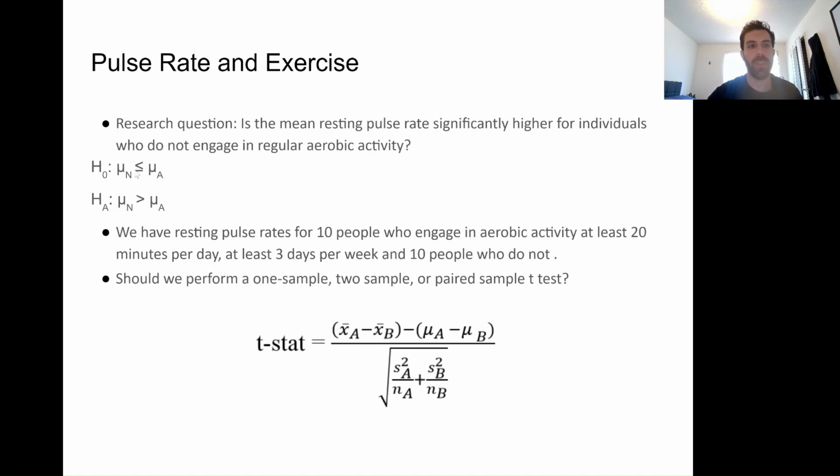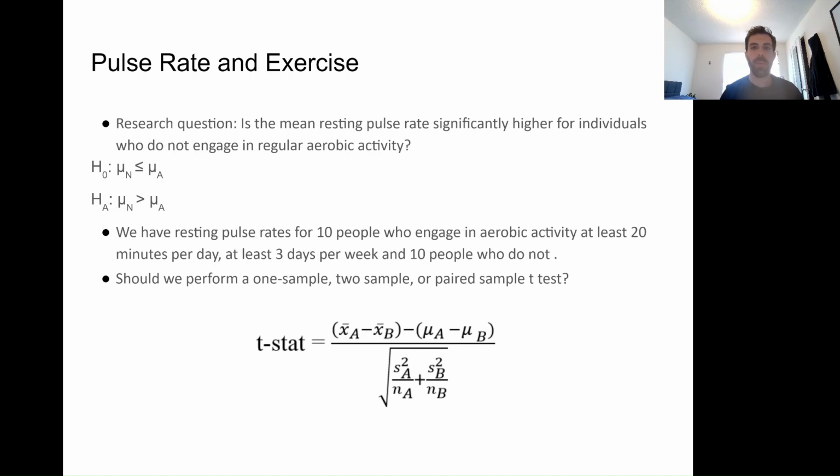And I was explicit in including the less than. You could have written just an equal sign here, but it is implied that the non-active group could have lower or equal pulse rates to the active group as your null hypothesis. Whereas your alternative is one-sided, you want to see if the active exercisers have a lower pulse rate than the non-active exercisers.